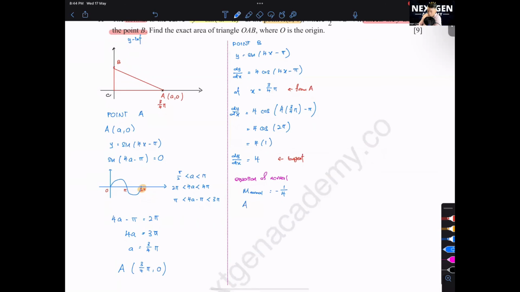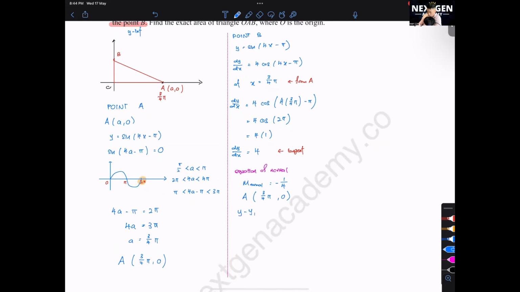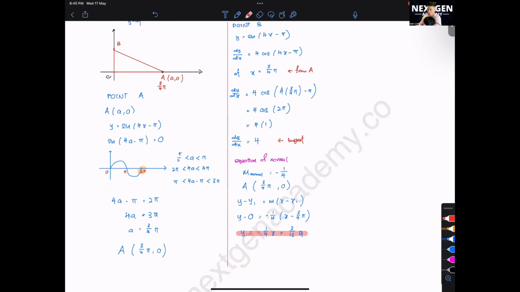So I need to find the equation of normal first. We are going to use the point A, 3 over 4 pi, 0. Then I'm going to sub into this equation: y minus y1 equals m times x minus x1. Sub it in, you get y minus 0 equals negative 1 over 4, x minus 3 over 4 pi. The equation of normal will be y equals negative 1 over 4 x plus 3 over 16 pi. I use red color because I highlighted red on top. So this is the equation of the normal.